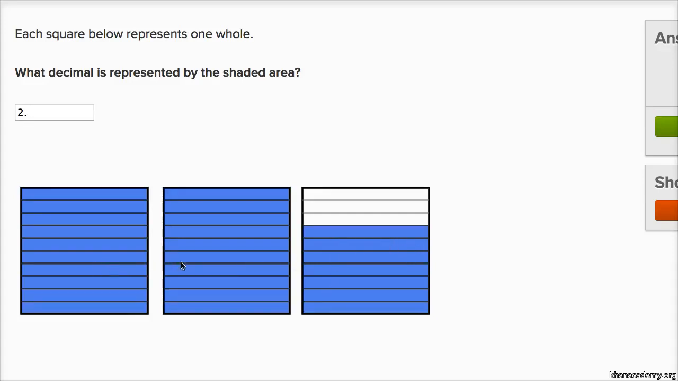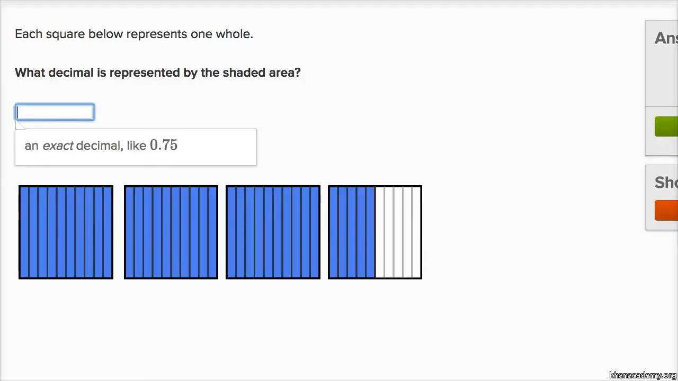So this is going to be 2 and 7 tenths. So if we wanted to write it as a mixed number, we'd write it as 2 and 7 tenths. But they say what decimal is represented by the shaded area. So instead of writing 2 and 7 tenths, we could write 2.7. Because the space immediately to the right of the decimal point, that's the tenths place. So we have 2 ones, 2 wholes right over here, and then we have 7 tenths. This is the tenths place. And we could check our answer, and we got it right.